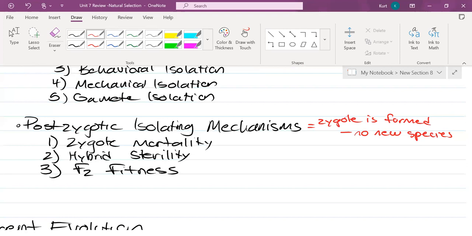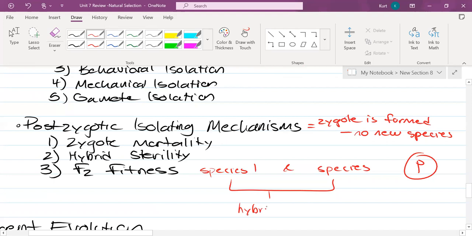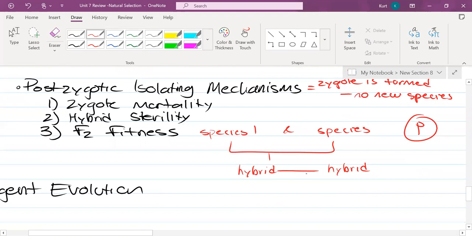Hybrid sterility is like a mule or a liger. You had a hybrid. It was born. That's fantastic. A lion and a tiger made a liger. The liger can't reproduce. It's sterile. And then F2 fitness means that you have species one and species two. Remember, this is the P generation. They breed. They have a hybrid. And then you take another hybrid. And they breed, you have the hybrid offspring.